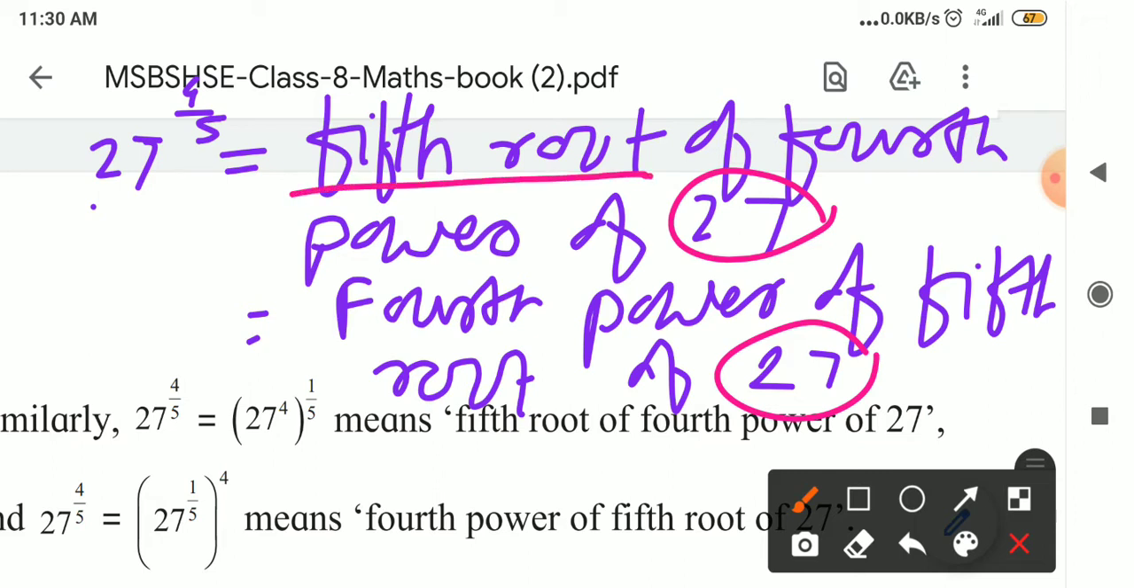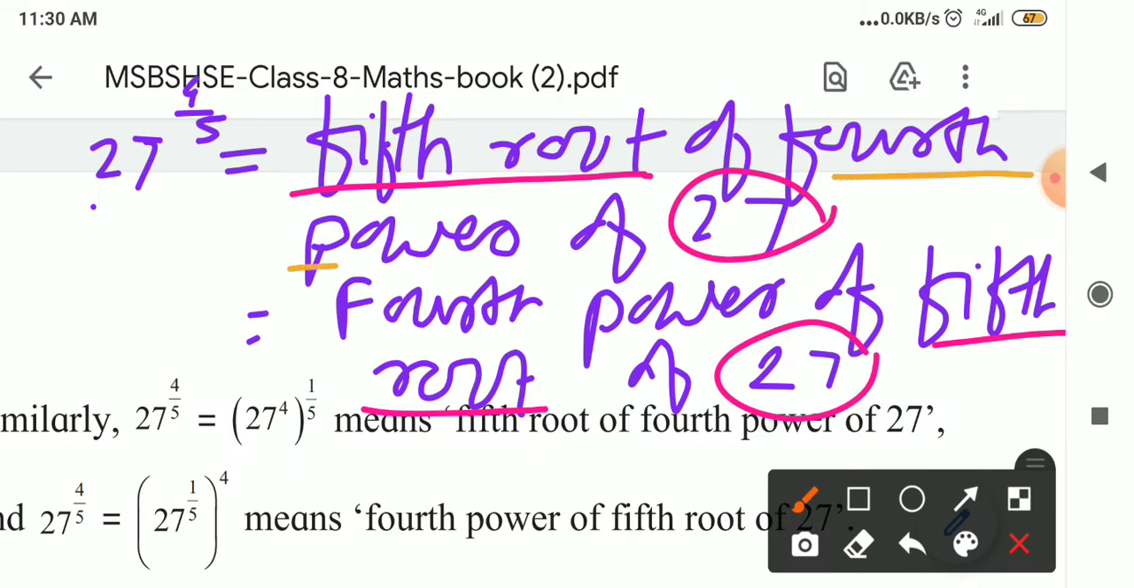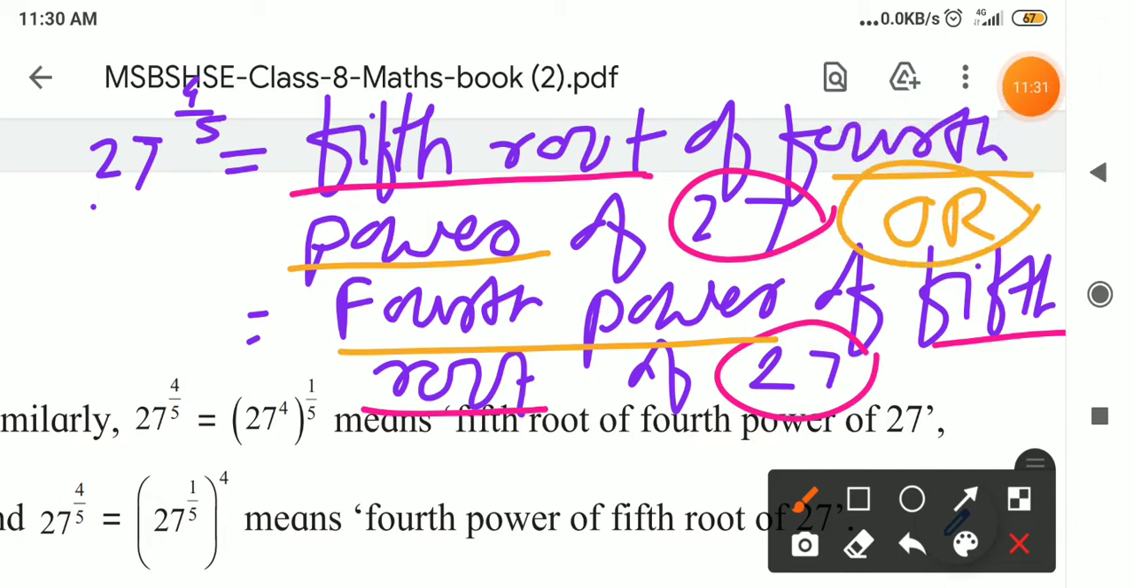Here I take the fourth first and the root second, and here I take the fourth power second and the root first. You can read it this way or this way. You can read it in both ways. Understand? So this is the reading, a very important part of the lesson.